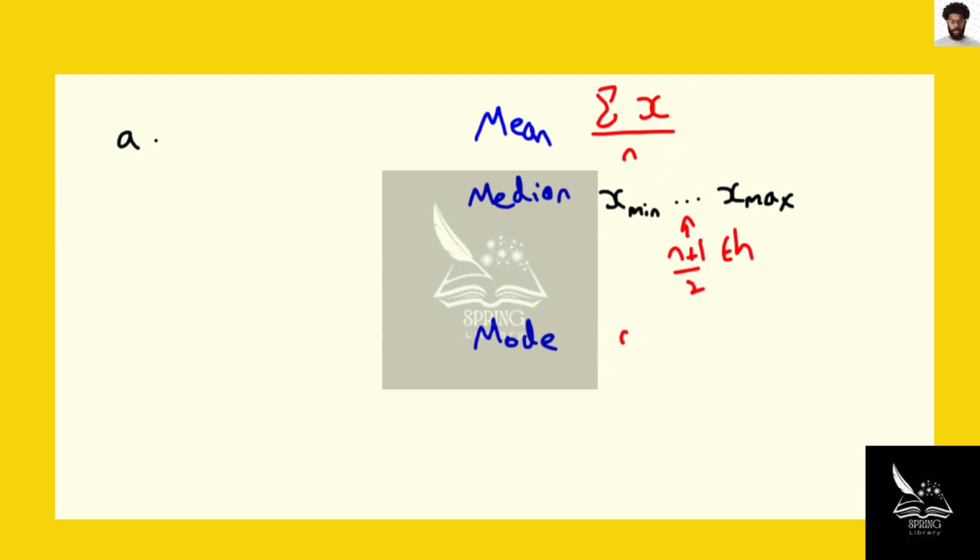The mode is the most frequent value. Now this, it is possible to have more than one. If you have multiple values that have the maximum frequency, and there's multiple of them and they have the same frequency, you have multiple modes. You can also have no mode at all if everything has the same frequency.